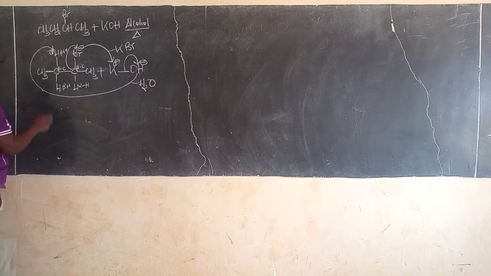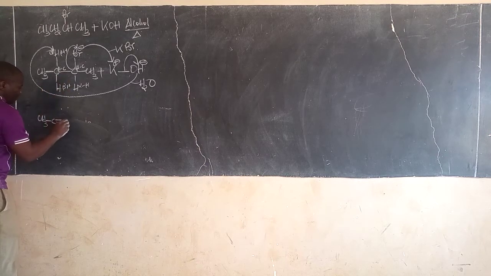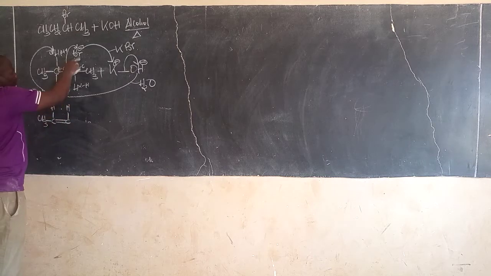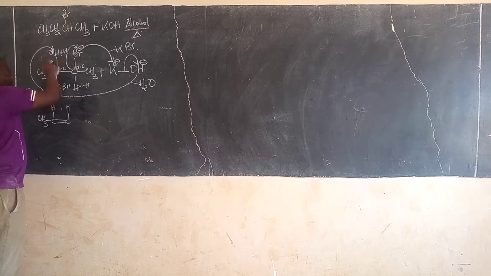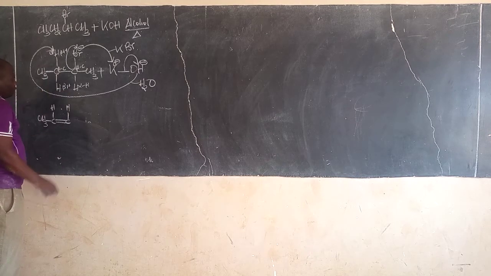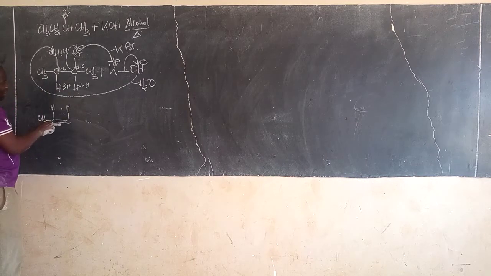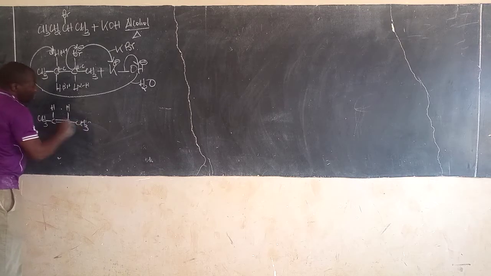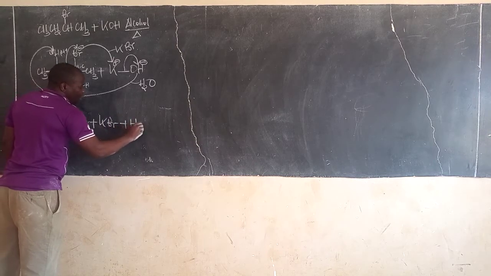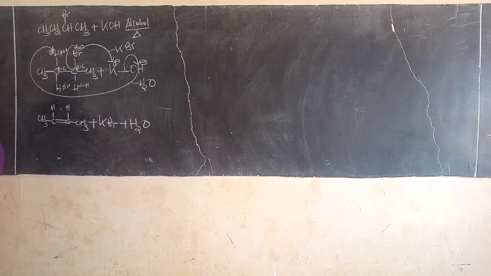Now, what is going to happen is CH3 plus carbon, we are going to introduce a double bond. Why a double bond? Because we have removed hydrogen and the bromide without replacement by other atoms. So we must add another bond here. So it will be like this, plus potassium bromide plus water. This is our first stage.